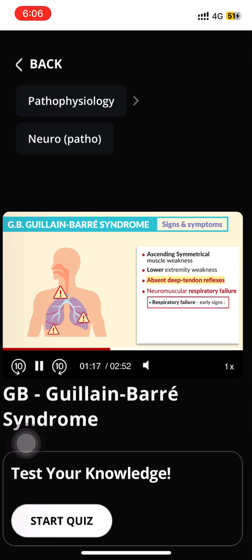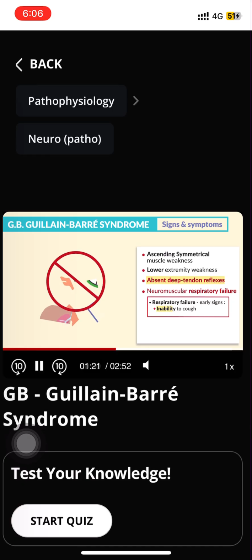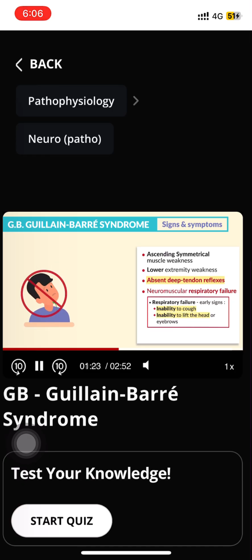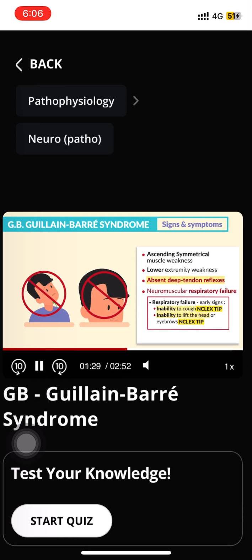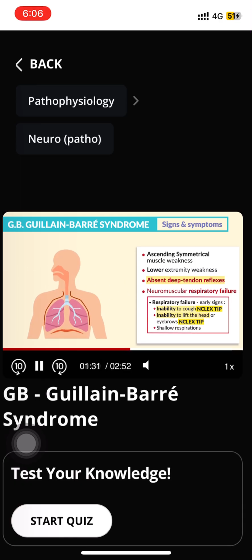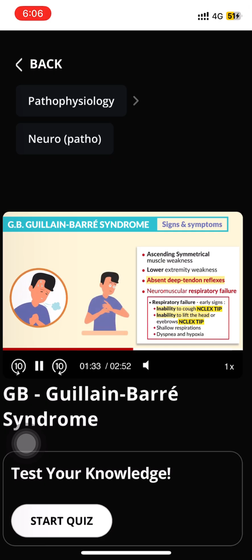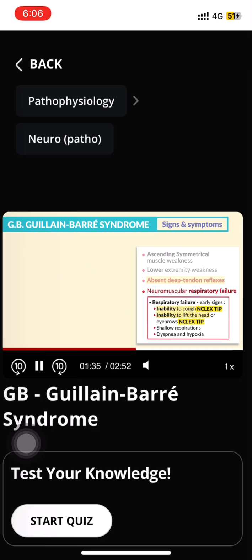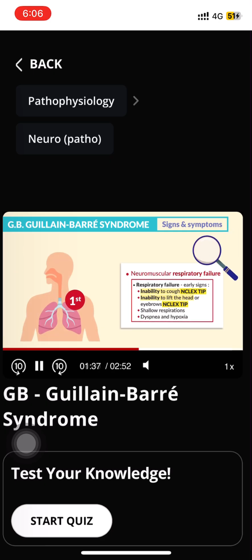So for respiratory failure, the earliest signs, write this down, are inability to cough and inability to lift head or eyebrows. Those two big ones came up multiple times on various question banks. And lastly, you have shallow respirations, dyspnea, and hypoxia. Now, respiratory always comes up first, so look for the keywords that deal with airway, like the ones listed above.